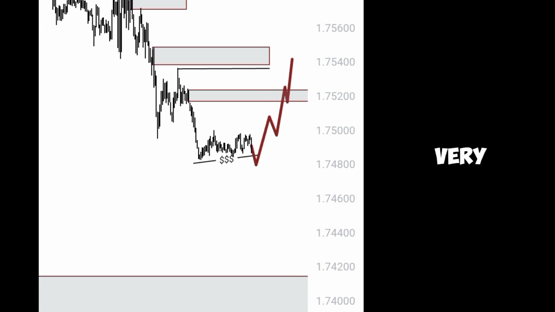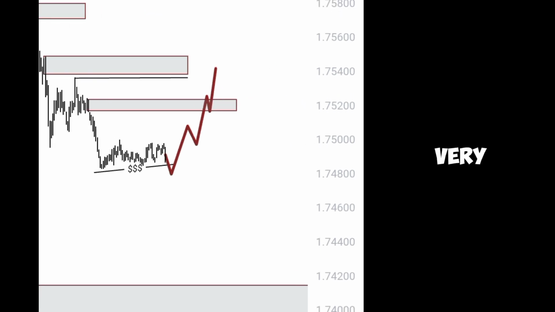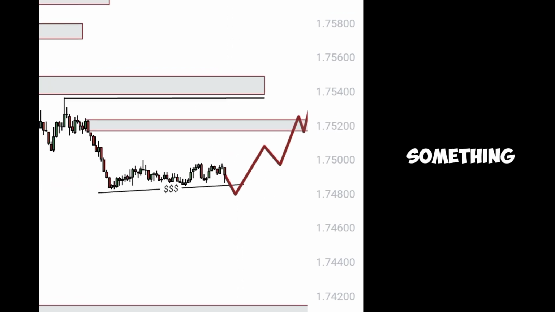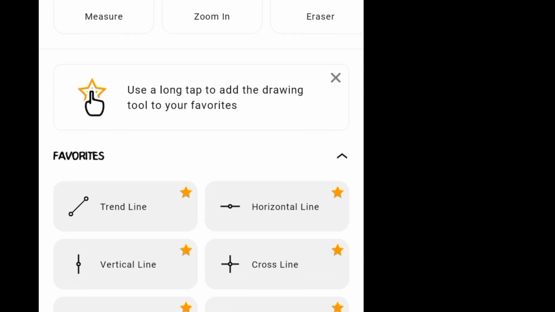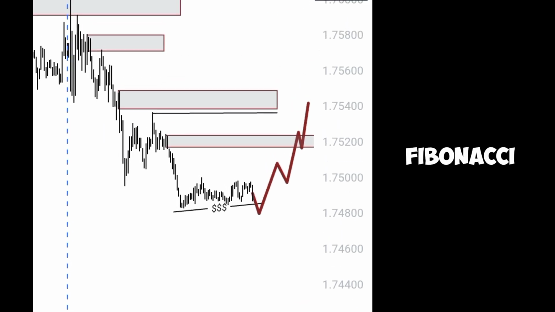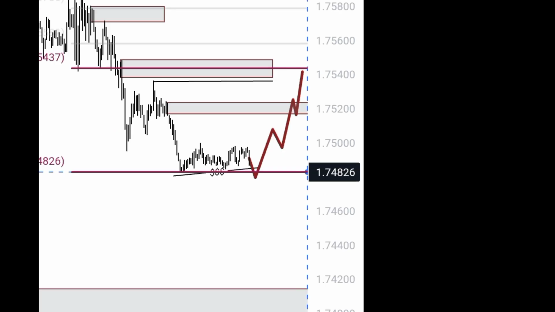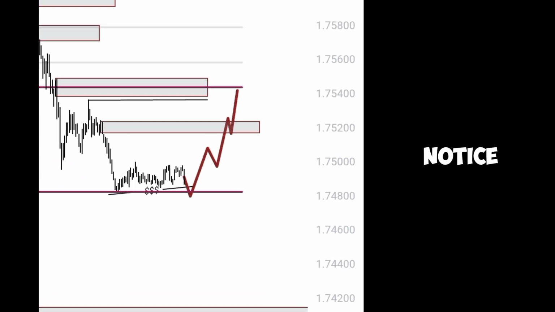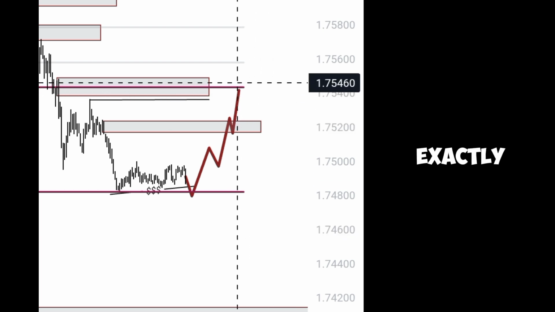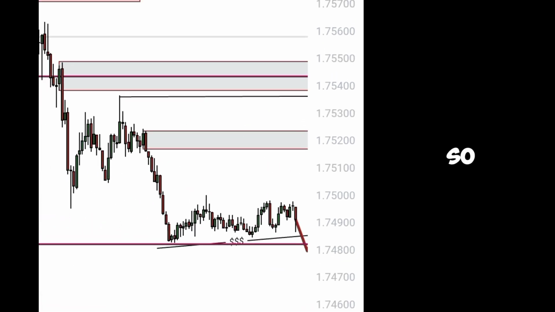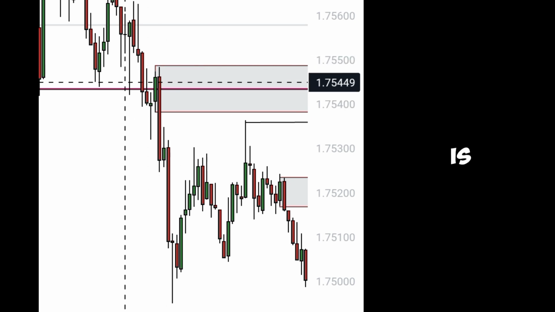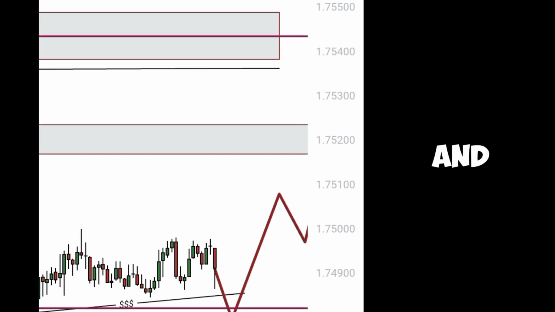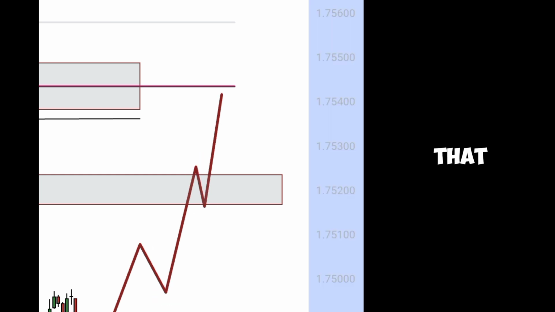But I'm not very interested in that, and the reason why I'm not very interested in this area is because of something we call the Fibonacci levels. All right, so I want to make sure that I'm trading above the 50 Fibonacci level. If you notice right here, this area is exactly at the 50 Fibonacci level. I hope this is clear enough for you. So this is the 50 Fibonacci level, and this area is exactly at the 50 Fibonacci level, and so this is where I'm looking forward to taking that trade.